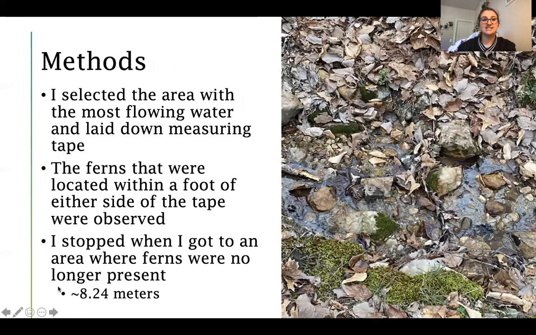So the methods I used were that I selected the area with the most flowing water, assuming that this would have the highest soil moisture levels. And then I laid down a measuring tape until I didn't see any ferns anymore. The ferns that were located within a foot on either side of the tape were observed and data was collected. And once again, I stopped where there were no ferns present, and this ended up being about 8.24 meters from the original location.